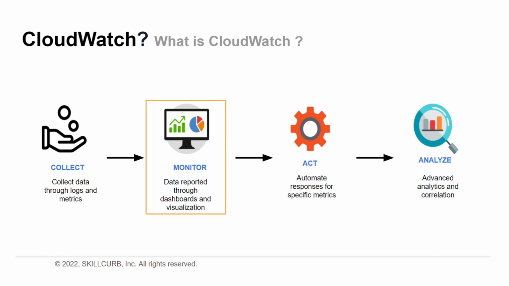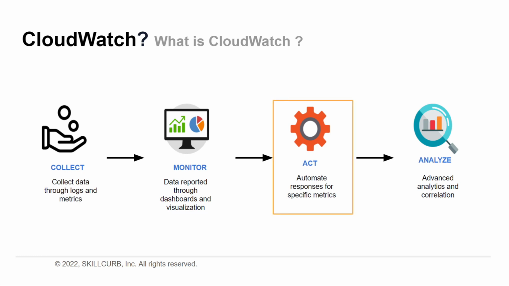Then the next step is to monitor the selected resources that you are interested in. This involves the visualization of applications and the infrastructure with CloudWatch dashboards. You can correlate logs and metrics side by side to troubleshoot and set alerts and alarms with CloudWatch Alarms. This brings us to the act stage, where you automate the responses based on certain thresholds for the resources. This step helps you perform operations based on the data monitored in the first step.